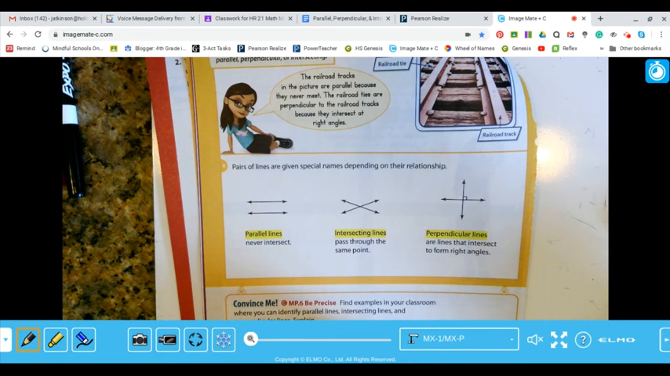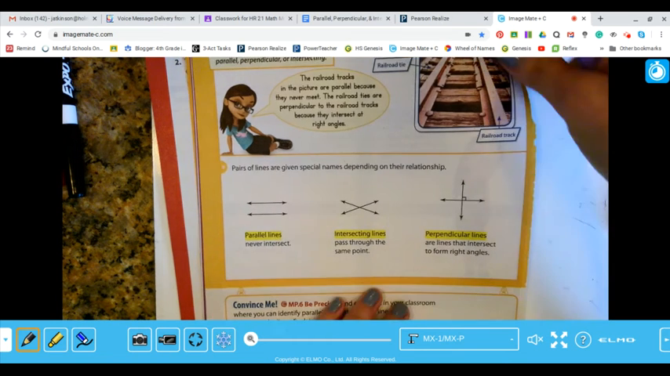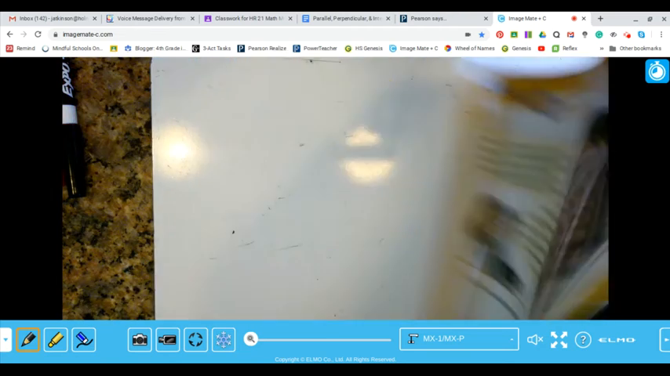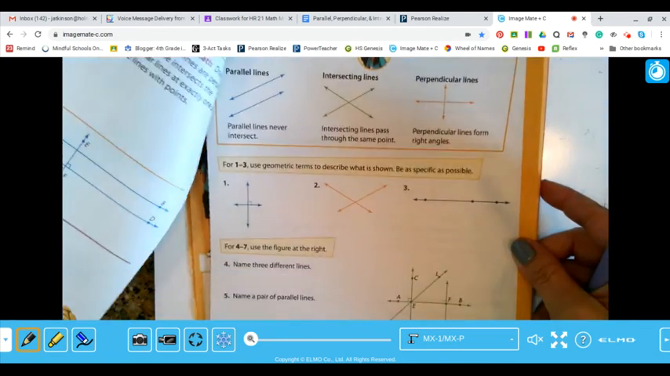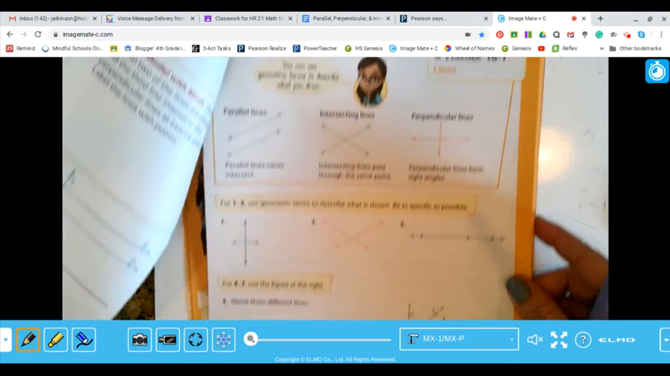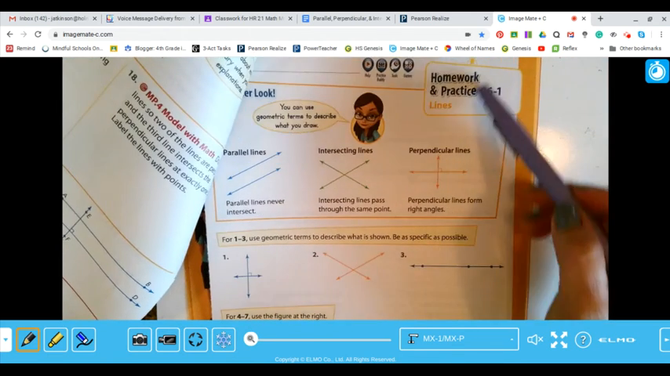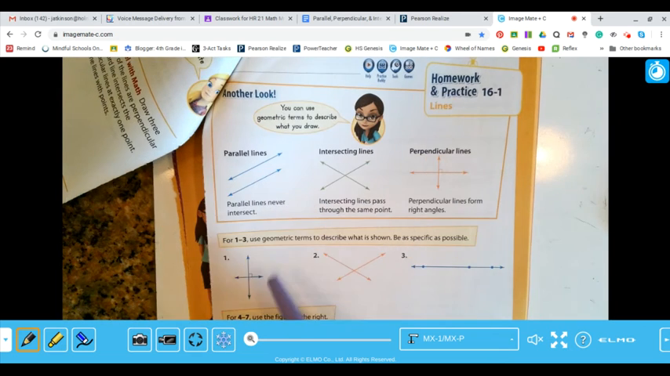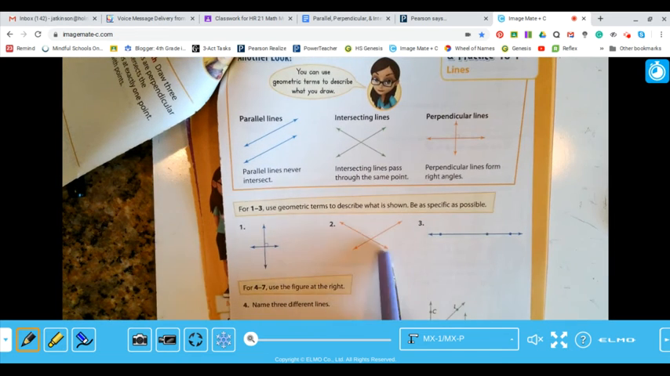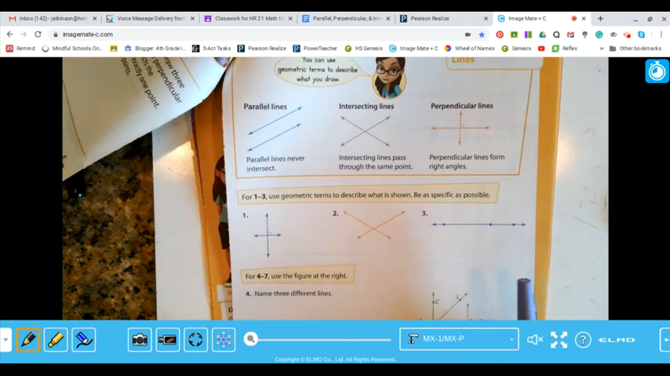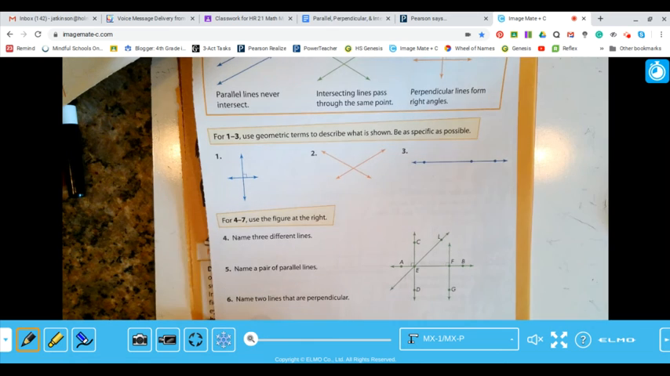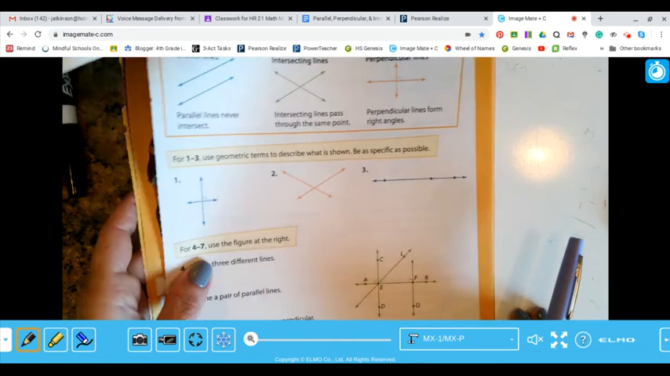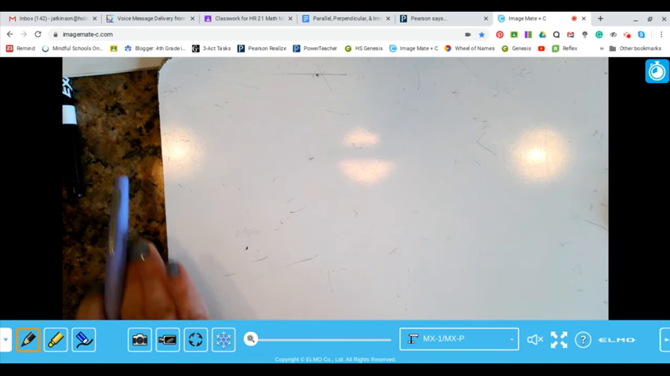We have talked about this before when we did that little geometry mini unit a few months back. One thing that you're going to be doing today is working on page 825, which is this page right here. It's the homework and practice page, and what you're going to do is just identify what kind of lines they are, and then at the bottom, they give you this diagram and you have to name some lines. So I want to refresh your memory about how we name different lines.